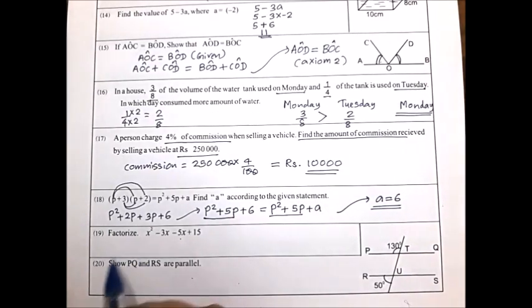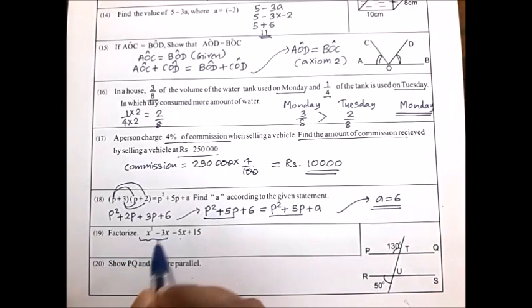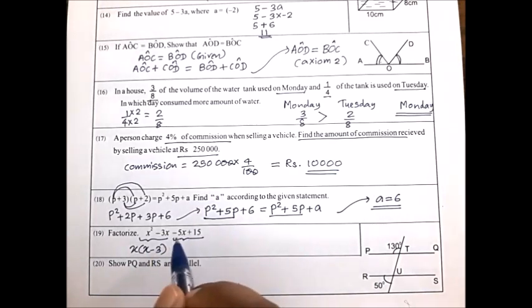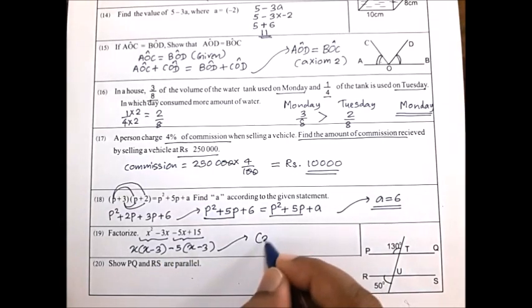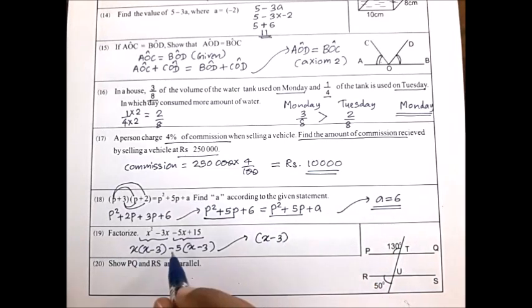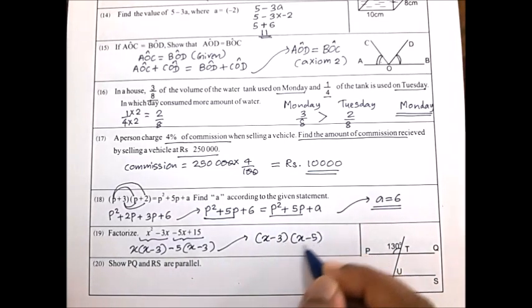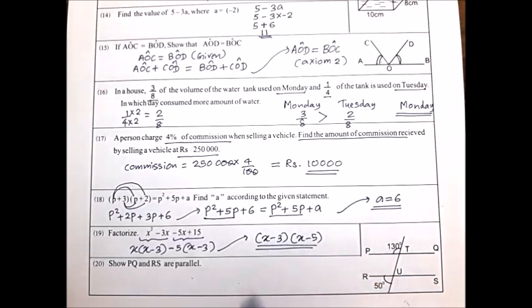19th question, factorize. First take common terms out from these two terms. X common. Within brackets, here x remaining, here minus 3 remaining. Then take the common term of these two terms. It is minus 5. Within brackets, here remaining x and here remaining minus 3. Then what is common for these two? It is x minus 3. Then the remaining term is x minus 5. These are the two factors for this expression.